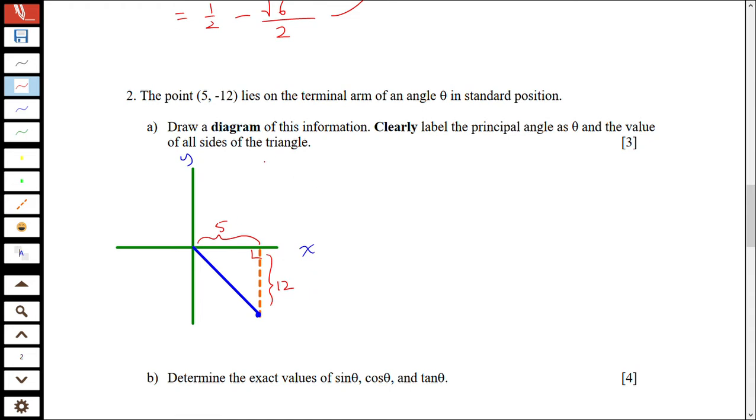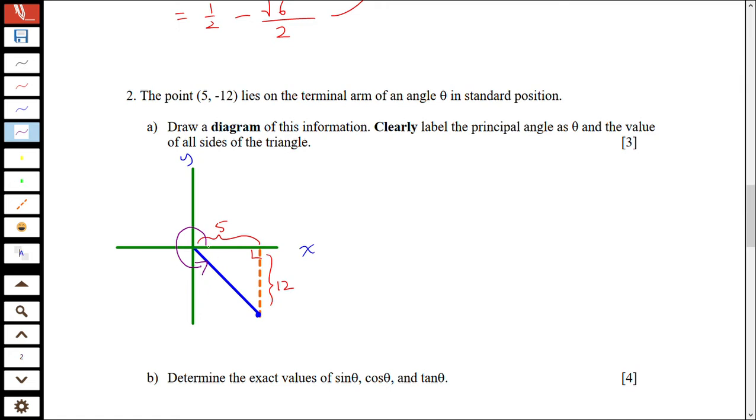Okay, so draw a diagram of this information. So I drew the diagram, I drew the triangle, that's great. Clearly label the principal angle as the theta. Okay, so when we're drawing our theta, remember we always have to start from the positive x-axis. So that is this axis. So we're going to start from the positive x-axis, and we always go counterclockwise. So from here, I'm going to go counterclockwise until we reach the terminal arm.